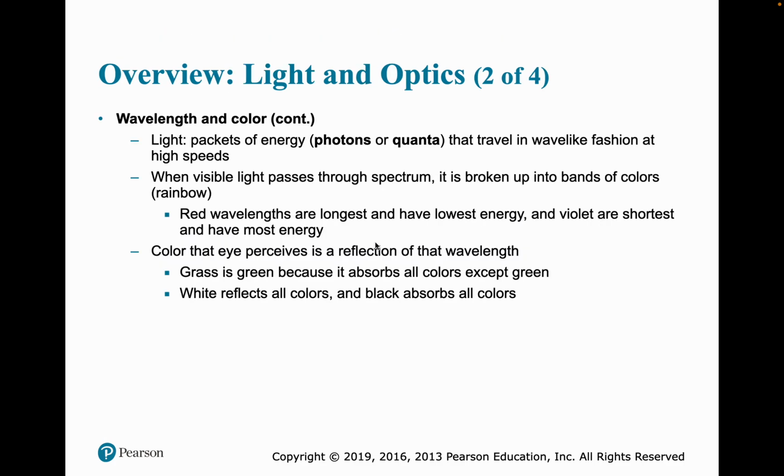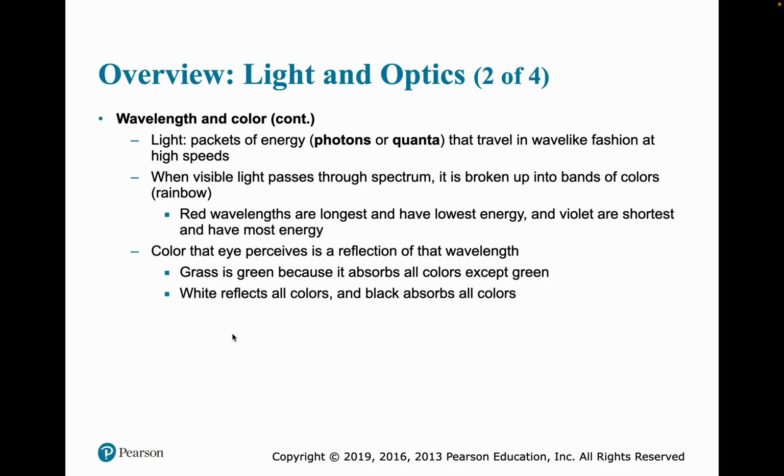Light can be thought of as packets of energy. They are referred to as photons or quanta. They travel in a wave-like fashion at very high speeds. When visible light goes through a spectrum, it's broken into bands of color we see as the rainbow. Red wavelengths are the longest, they have the lowest energy. Violet are the shortest, they have the most energy.